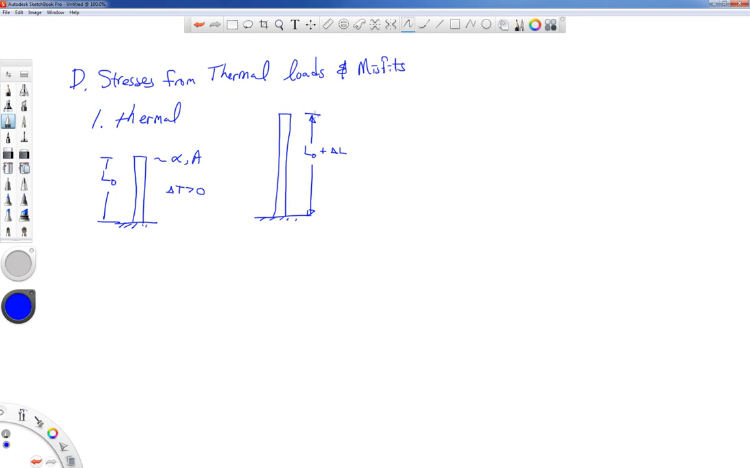We know that the thermal strain, if this is the x direction of the bar, the thermal strain in the x direction is given by the coefficient of thermal expansion times the temperature change, alpha delta T. We also know that strain is the change in length divided by the initial length. So putting these ideas together, we can find that the change in length is equal to alpha delta T times the original length, L naught.